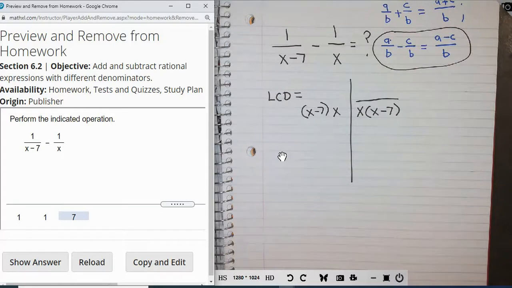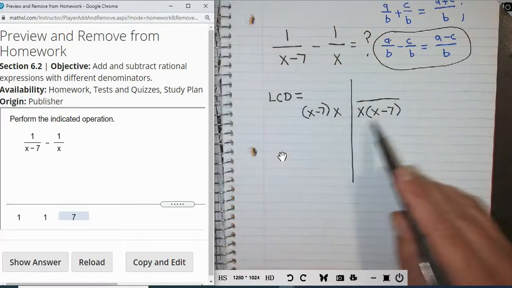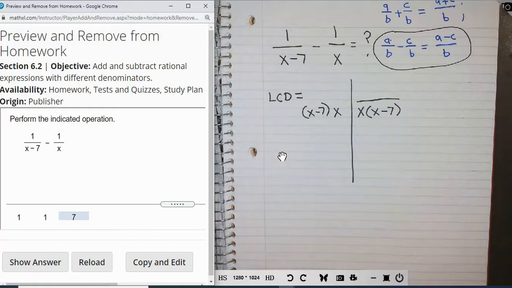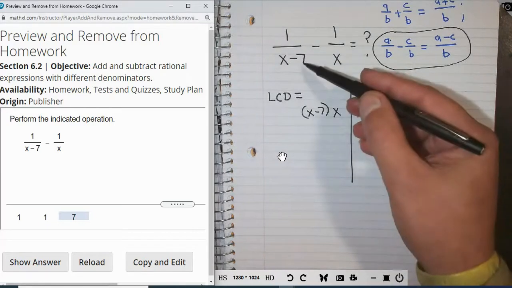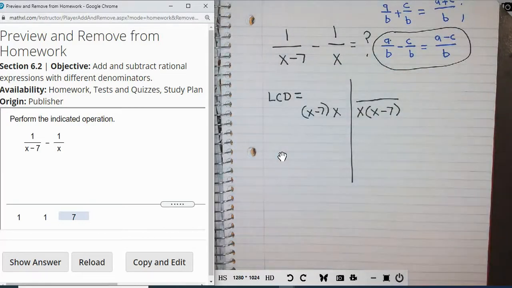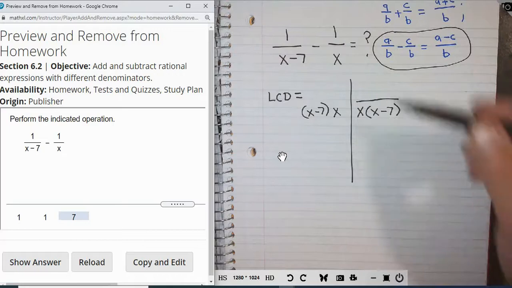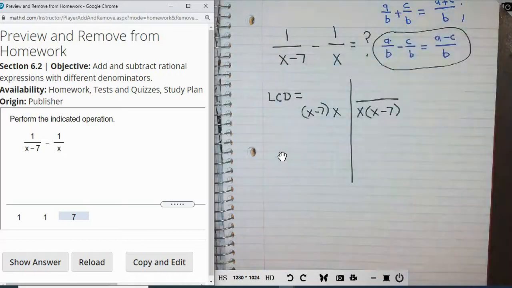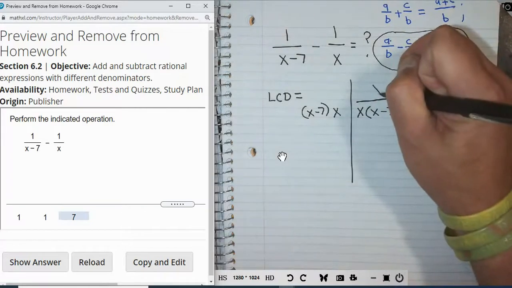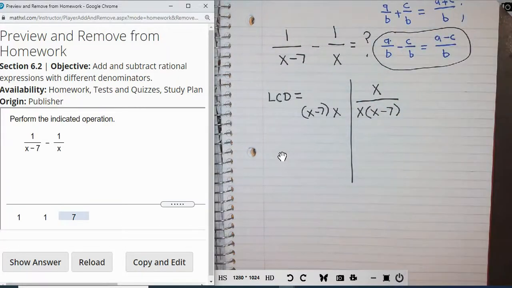Another way to think about this, and not necessarily the mathematical way, is one thing that I like to do. I look at my least common denominator, and in this one I notice that I have an x minus 7 already in the denominator, but I don't have the x part. So I'm going to take that numerator times the missing part, which is x. So what we end up with is this right here.